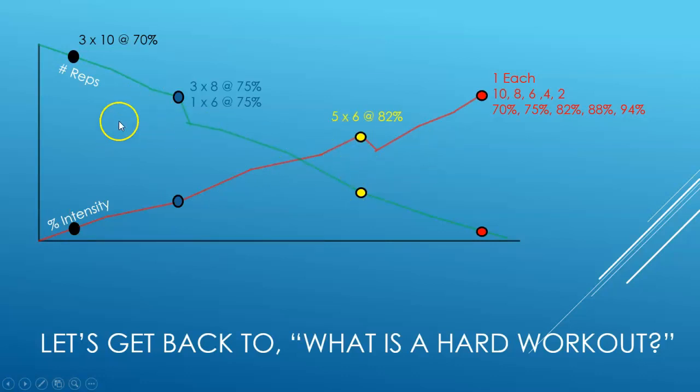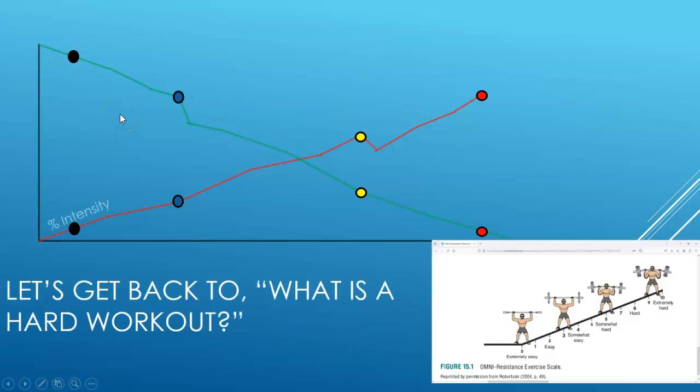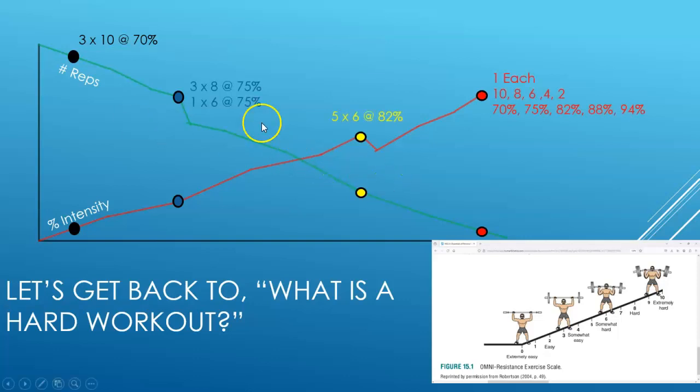And so to that end, when we get back to this gentleman down here, and we get back to this conversation yet again of what is hard and what is easy, when you look at this, I would contest that 3 sets of 10 at 70% versus a 10, an 8, a 6, a 4, a 2 at these percentages are probably going to be on the order of an 8. Same thing with 5 sets of 6, or when you have 3 sets of 8 and 1 set of 6, all 30 reps, but I'm telling you, it's going to be about an 8. They're all pretty darn hard.